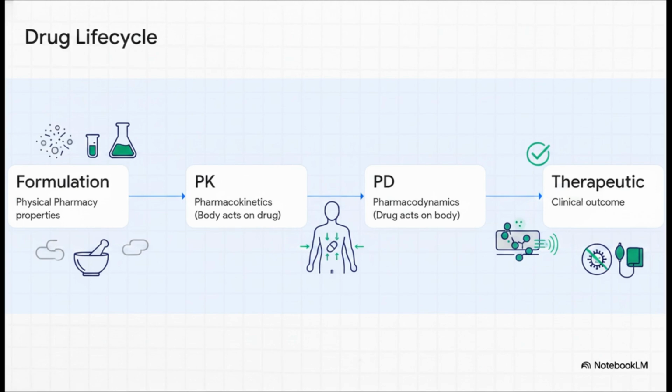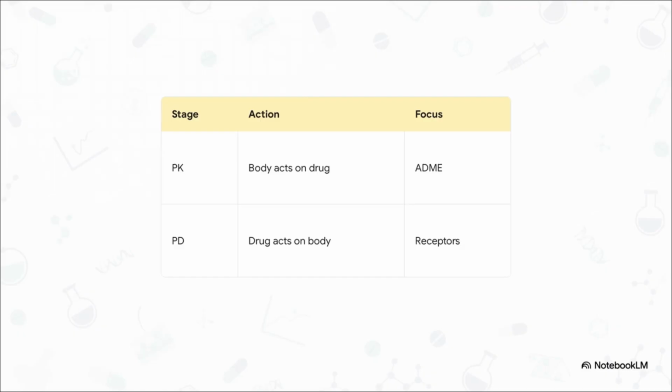And finally, step 4 is therapeutic use. This is our clinical outcome. Do we cure the infection? Do we lower the blood pressure? It all starts right back at step 1. Now, the absolutely crucial point here is mastering the difference between Step 2 and Step 3 because, let me tell you, it trips up students all the time.